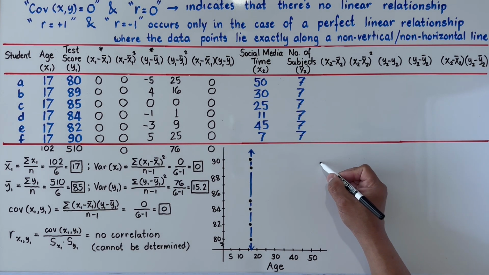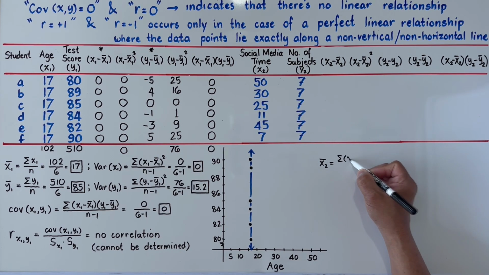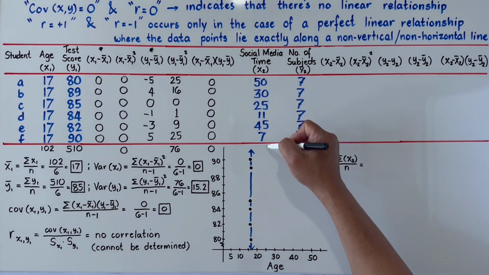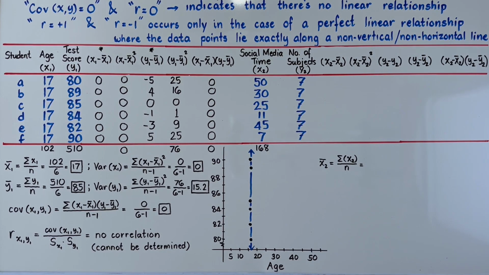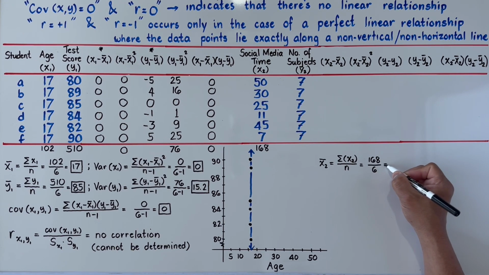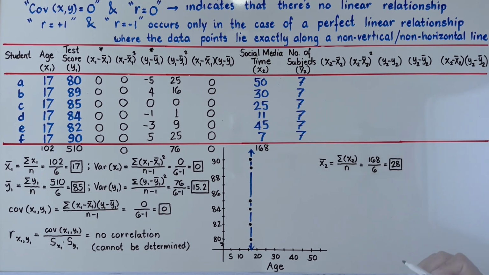So let us compute the mean of the variable x, and the mean is the summation of x sub 2, because our x sub 2 is the social media time. So adding these numbers, we have a sum of 168. So 168 divided by 6, and you've got a mean of 28 here.